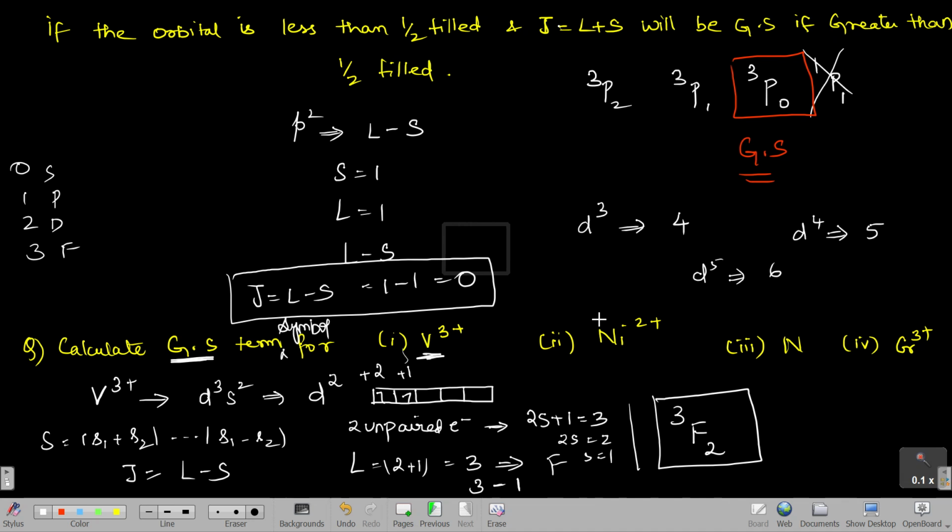So I hope this part is clear. You can try to do these questions. In the next part of the video, I'll try to cover the ground state term symbol for diatomic molecules. Okay, that time I'll tell you the answers for these questions as well.